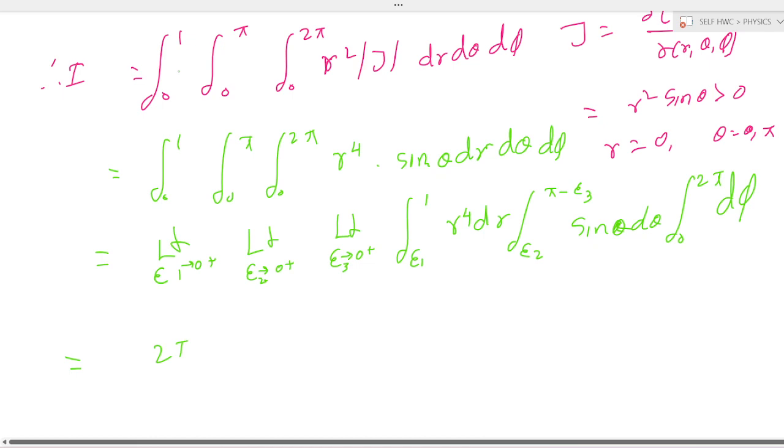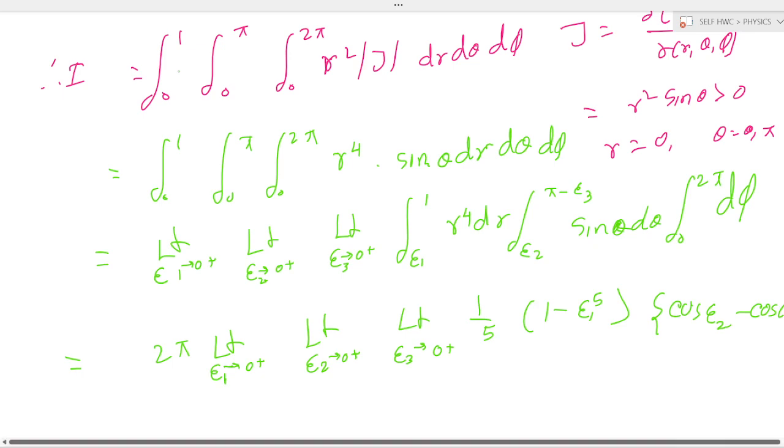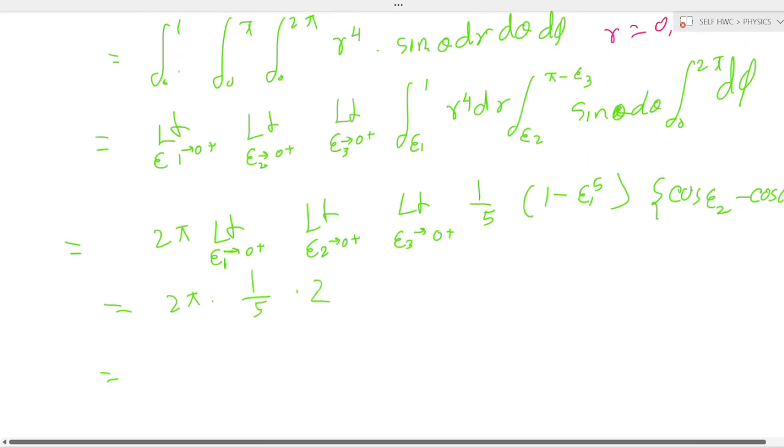So it is equal to 2 pi into limit epsilon 1 tends to 0 positive, limit epsilon 2 tends to 0 positive, and limit epsilon 3 to 0 positive into 1 by 5 into 1 minus epsilon 1 to the power 5 into cos epsilon 2 minus cos pi minus epsilon 2. Okay, and it is equal to this value, 2 pi into 1 by 5 into 2. So this value is 4 by 5 pi. This is proved.